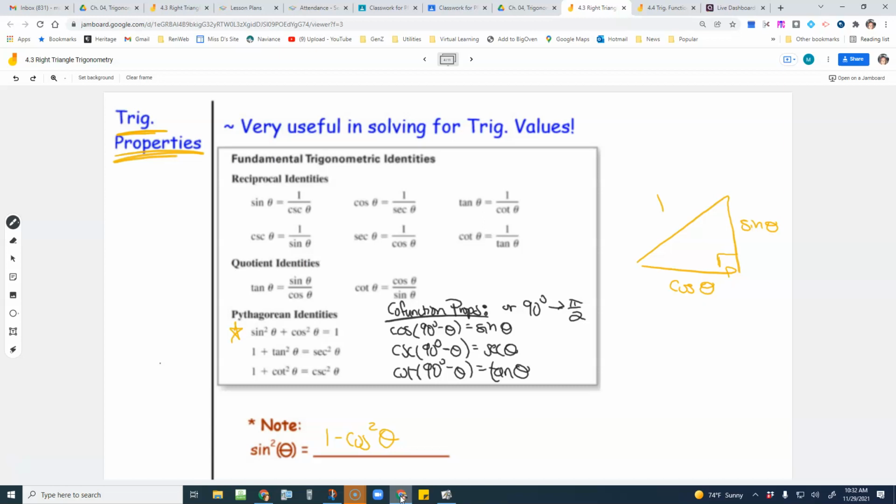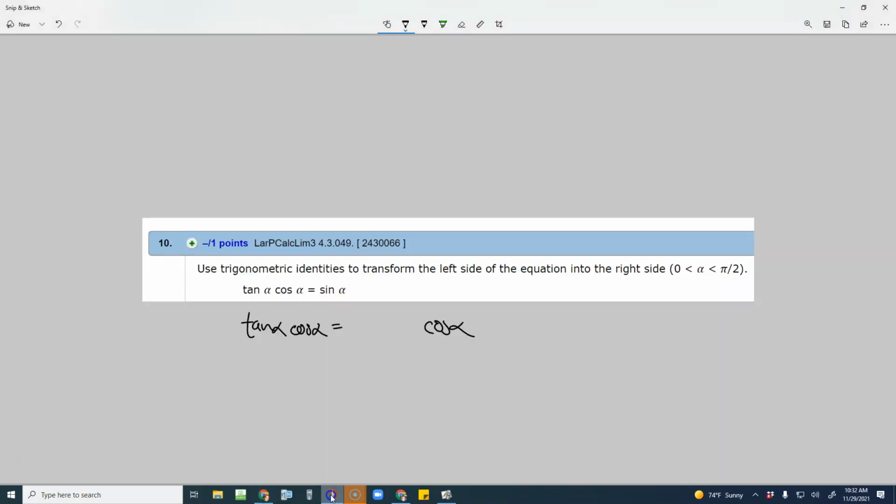So it's just getting you guys introduced to this idea of how we can use these properties without even having actual angles to make trigonometric expressions simpler, because they're related, they're dependent on each other.